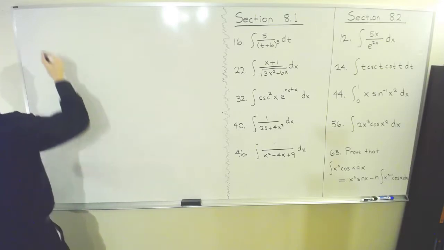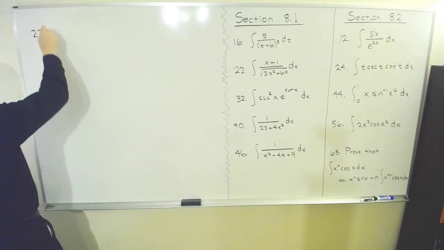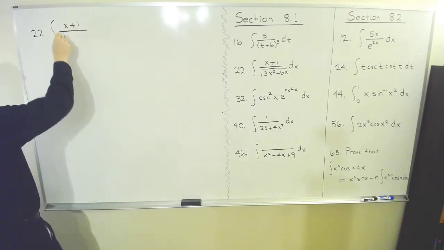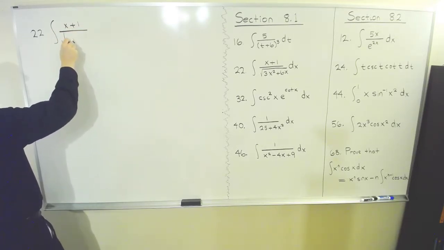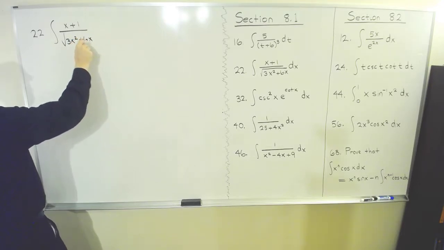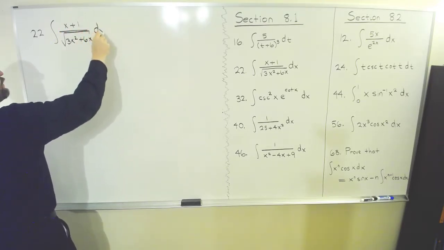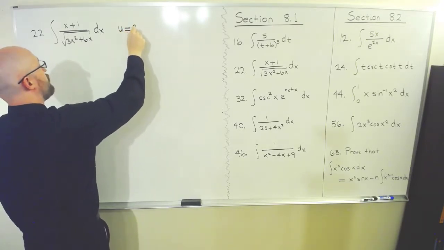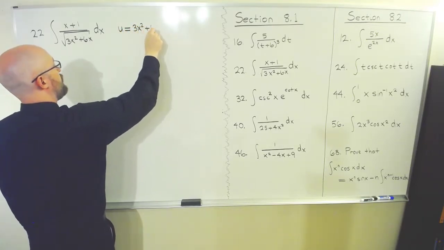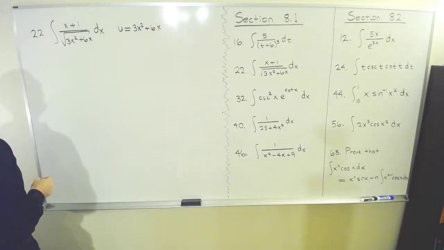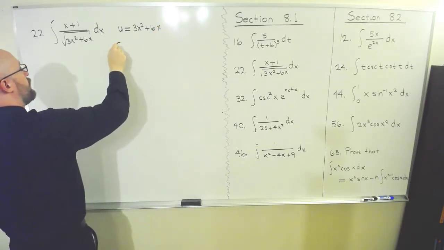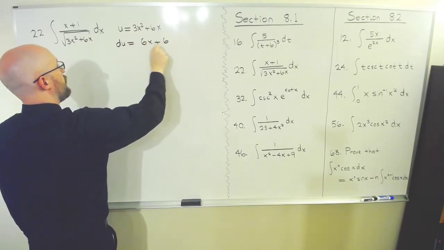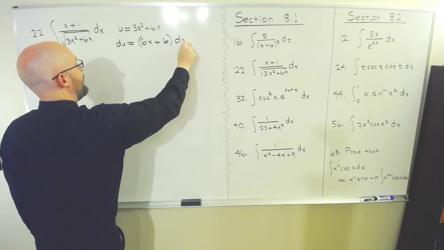Let's do the second one. This is 22. So this is the integral of x plus 1, now this time the original variable is being called x, over the square root of 3x squared plus 6x, in the denominator here, dx. Now a good choice of u in this case is u equals 3x squared plus 6x, in which case du equals 6x plus 6, quantity, dx.